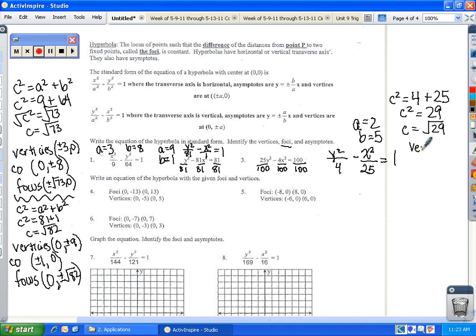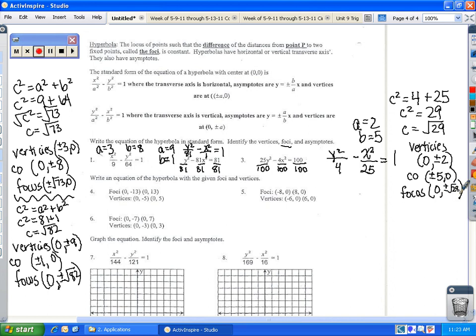Therefore, my vertices are going to be at, again, my a value associated with the y. So it's going to be 0, plus or minus 2. My co-vertices are going to be the opposite of that, but with the b value. The b value is 5, so plus or minus 5, 0. And my focus points are going to have the same pattern as my vertices, so 0, plus or minus the square root of 29.